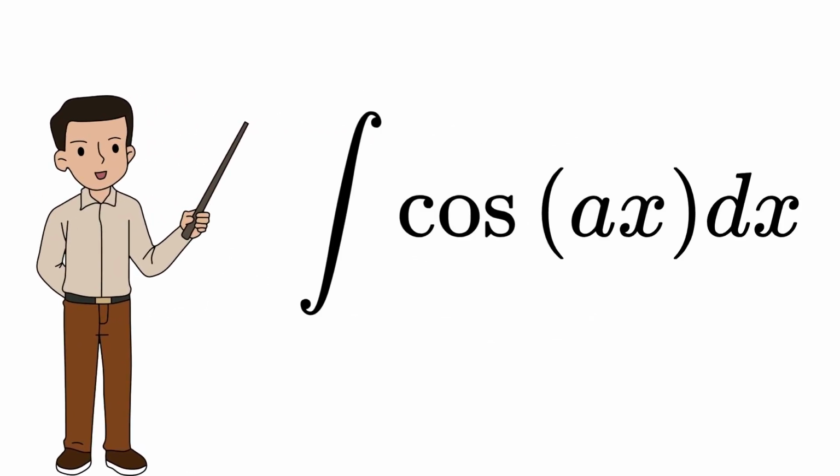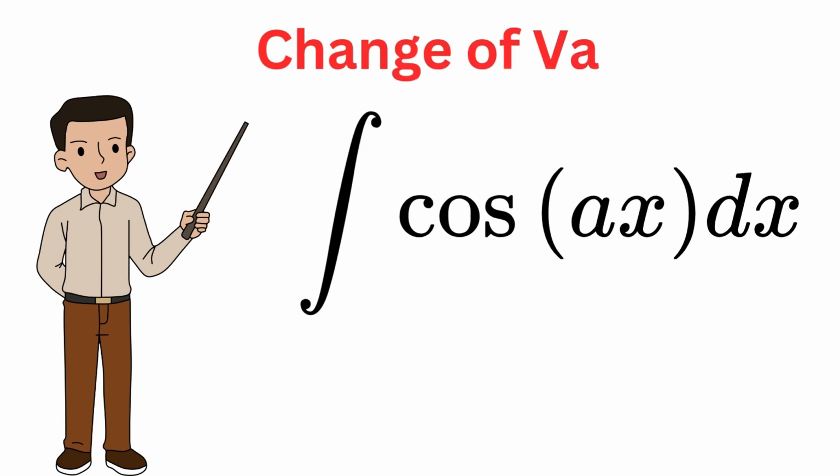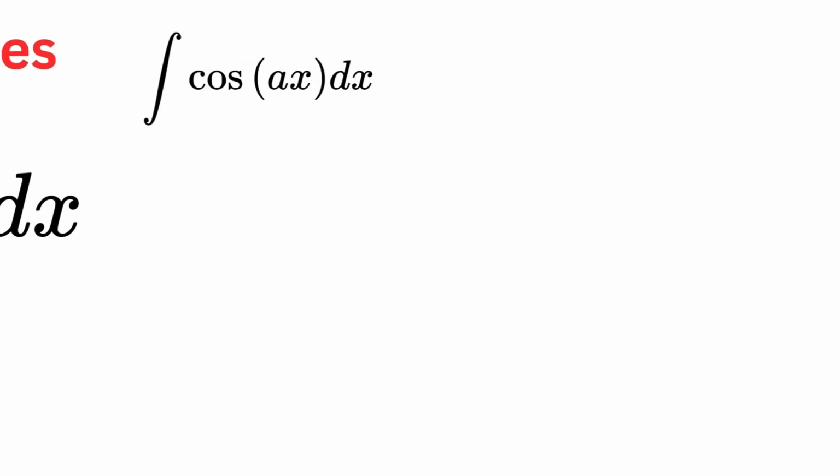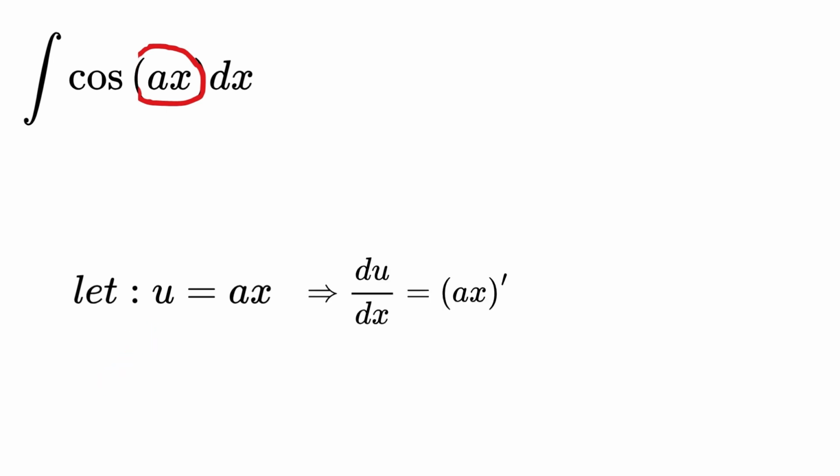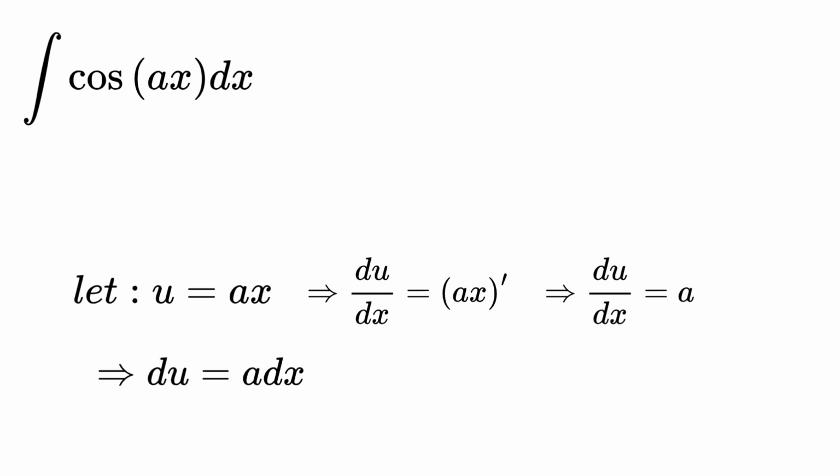Now, let's start by solving the integral of cos ax dx. To solve this integral, we use the change of variables method. First, let u equals ax. This simplifies the argument of the cosine function. Then, differentiate both sides with respect to x. du over dx equals the derivative of ax with respect to x, so du over dx equals a. We can write du equals a dx, or dx equals 1 over a du.